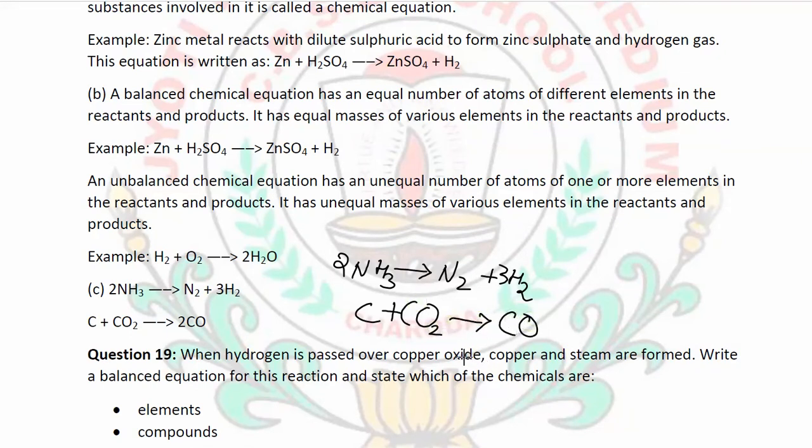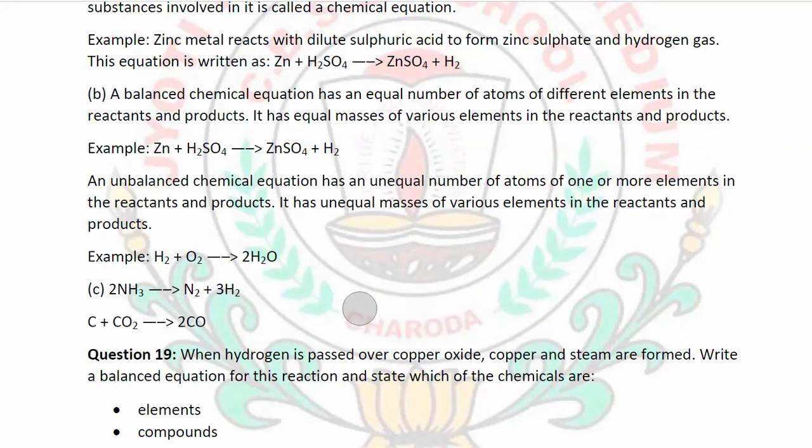This was the question. So here 2 carbon is there, so here must be 2 carbon. Okay, and 2 oxygen is here. So after multiplying 2 here, 2 oxygen has been balanced out here. So hence this is the chemically balanced equation. Only 2 has to be multiplied in the right hand side of the chemical equation. Okay, so these were the chemical balanced equations which have been asked in the question.